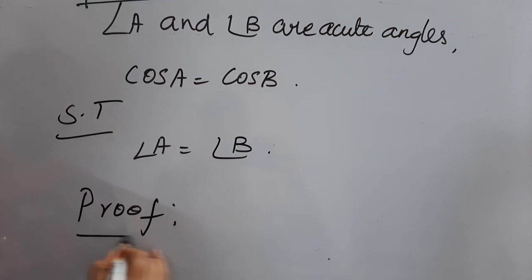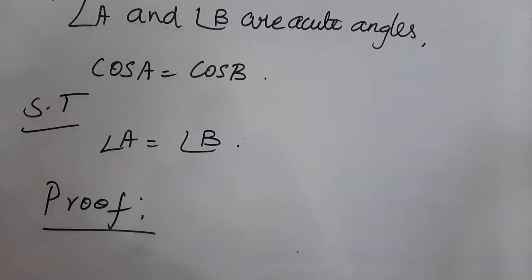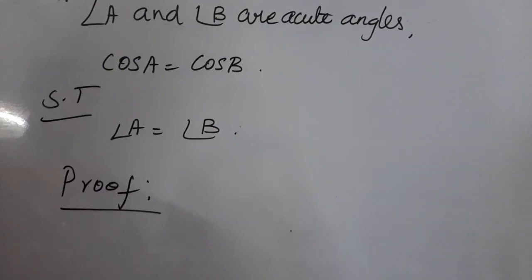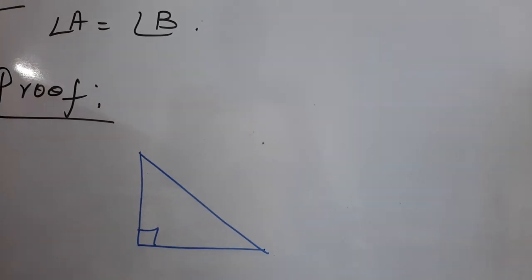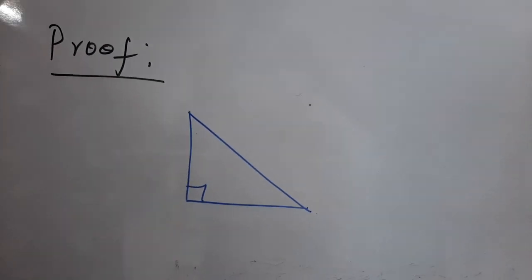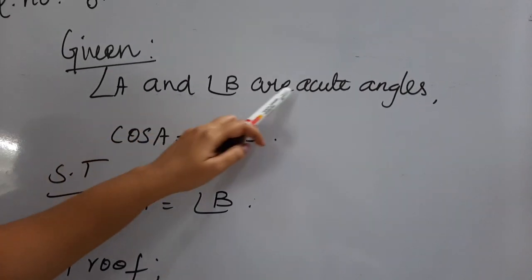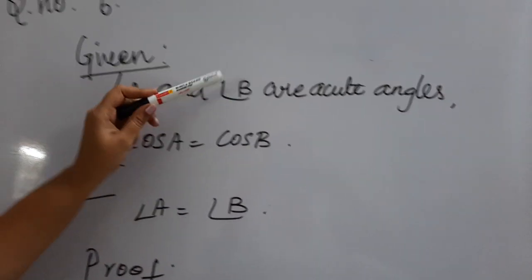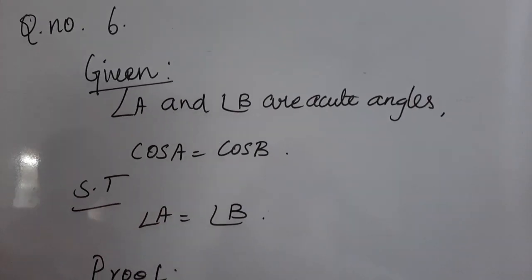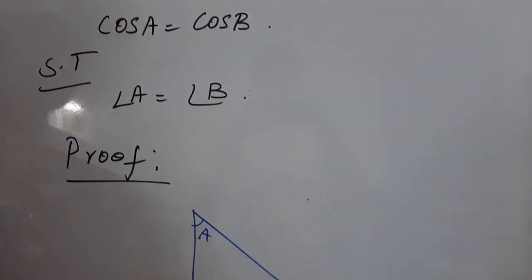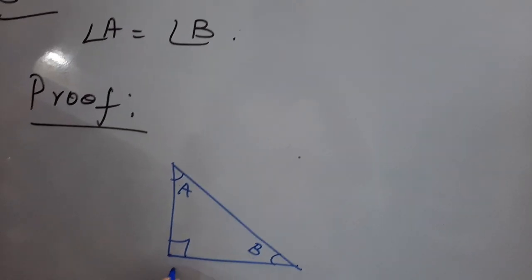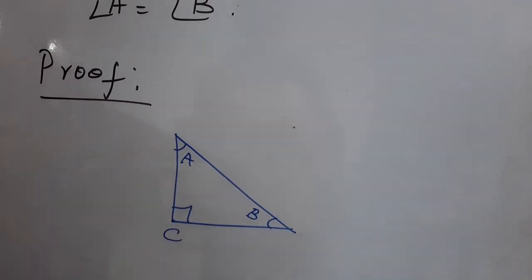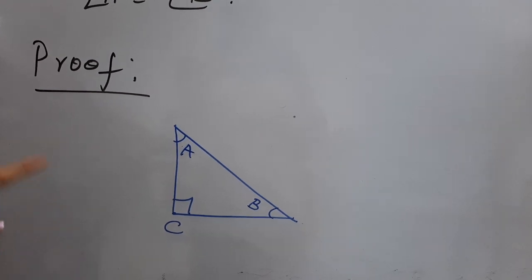Trigonometric ratios can be applicable only for a right angled triangle. So let us draw a right angled triangle. I have drawn a right angled triangle. Let us name this triangle. Check what is given in the question. Angle A and angle B are acute angles. So angle A and B should not be 90 degree. Then 90 degree angle can be named as C. Angle A and B are acute angles, therefore right angle here is angle C.